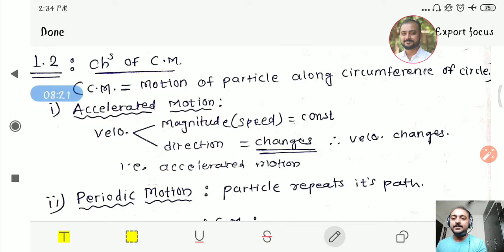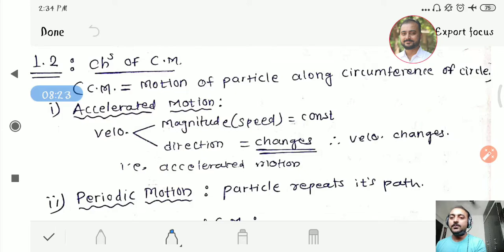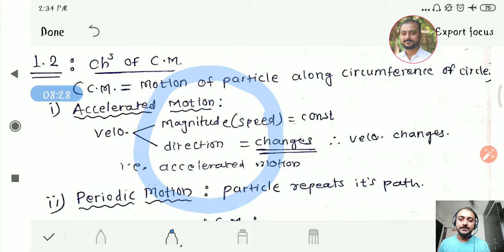I am representing it here. If the particle is performing a circular path, moving along this circular path, then this motion is said to be circular motion. So the motion of the particle along the circumference of a circle is said to be circular motion. We have to study the characteristics of such a circular motion. So first characteristic is what?